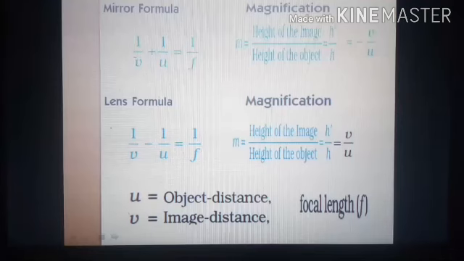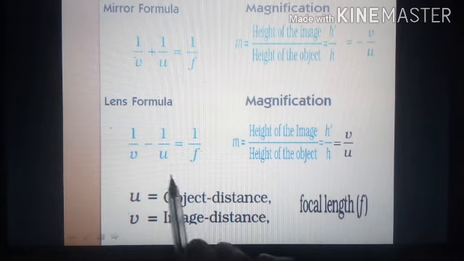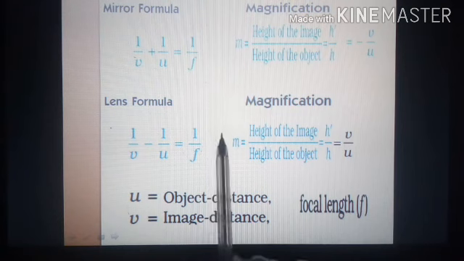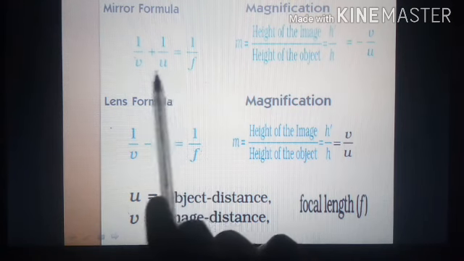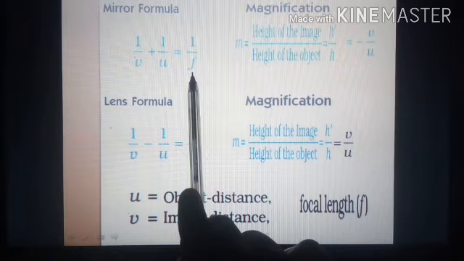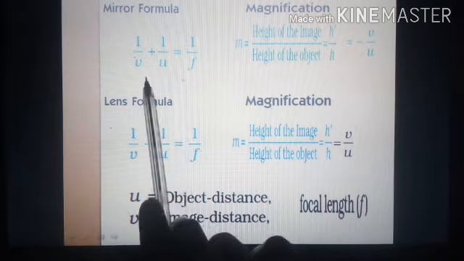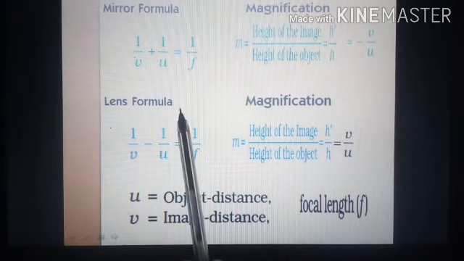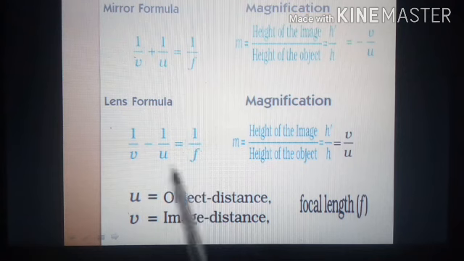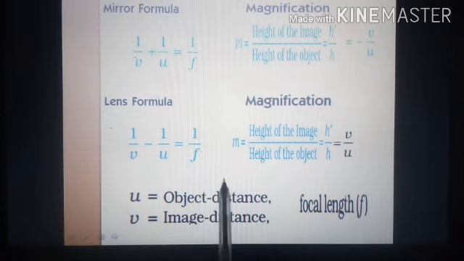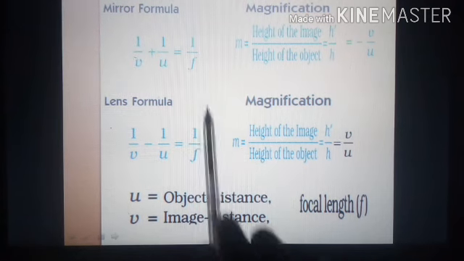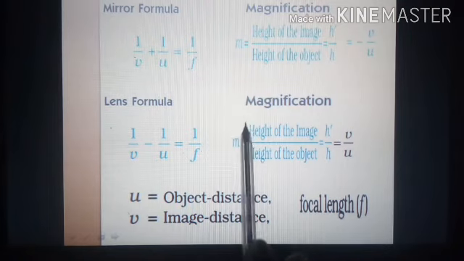Next, the lens formula. It's similar to the mirror formula. The lens formula is simply the relation between the object distance u, image distance v, and focal length f of the lens. So there is a relation between these three. It gives us the mirror formula and the lens formula. Just compare the two formulas, then it is easy to study.